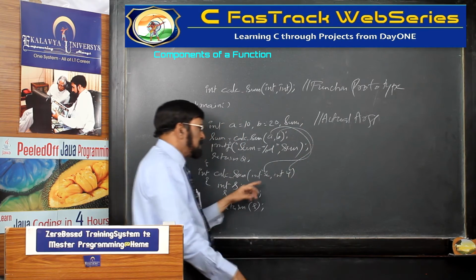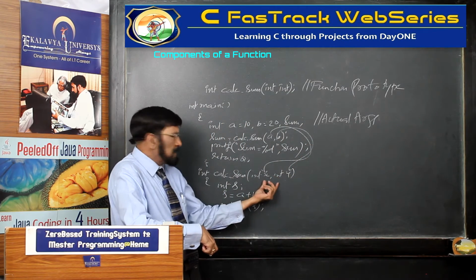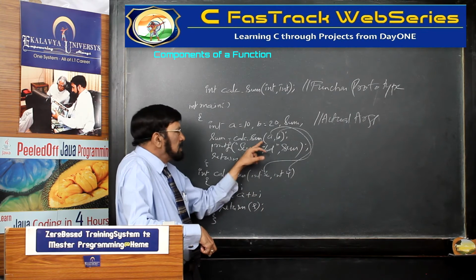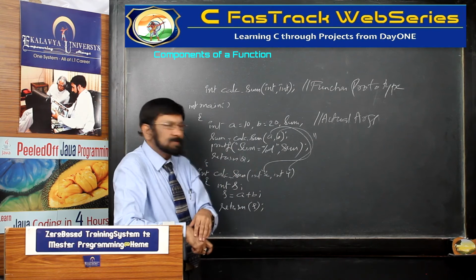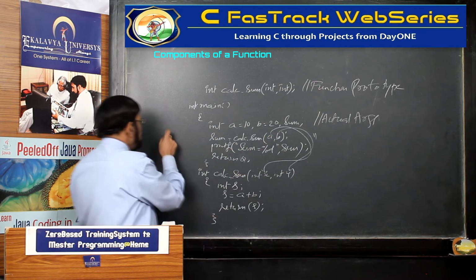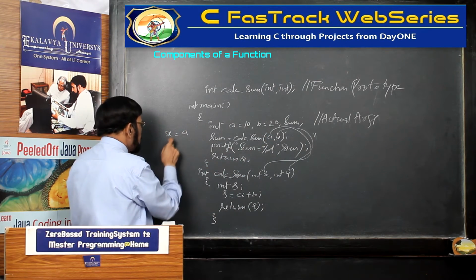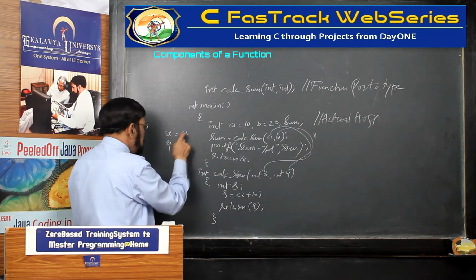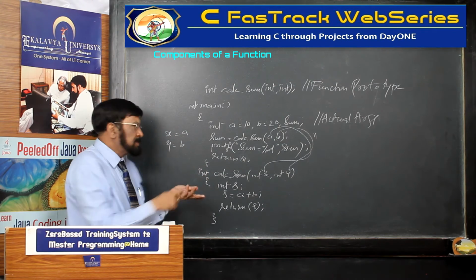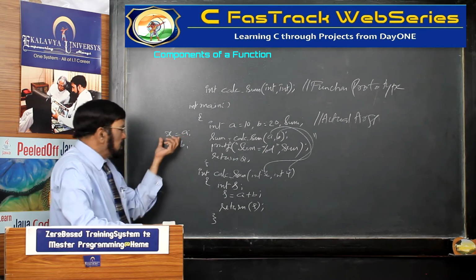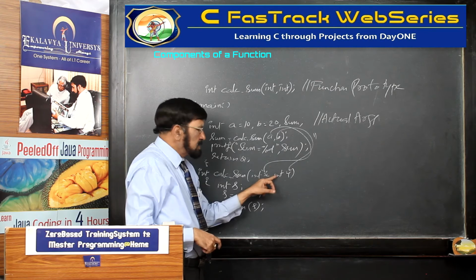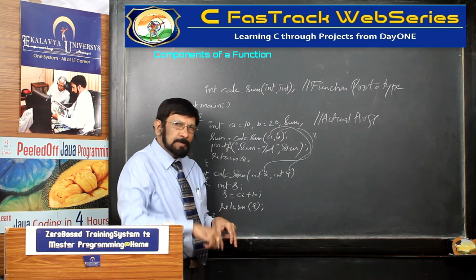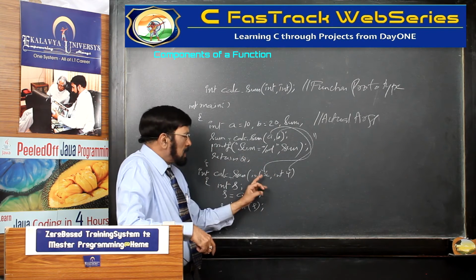Here one thing you have to understand. Already I told you these are formal arguments or parameters. Here individually these are assigned. Here only people are confused. Suppose x is equal to A, y is equal to B. If I write that, you can easily understand, there is no confusion at all. See, here proximity is there, side by side, but here the assignment is made invisibly. That is the only point where people are confused.